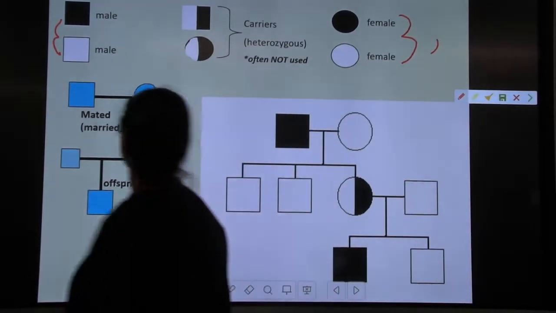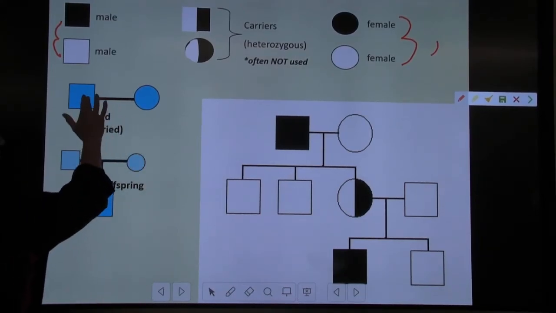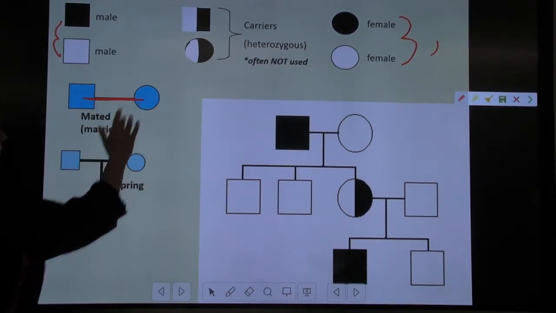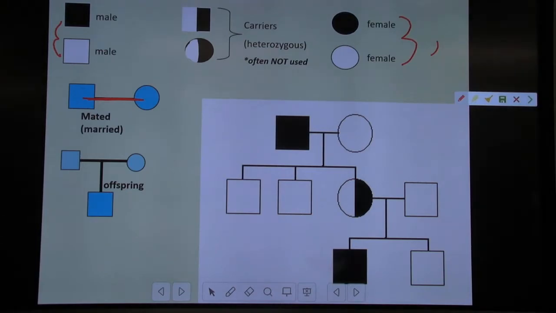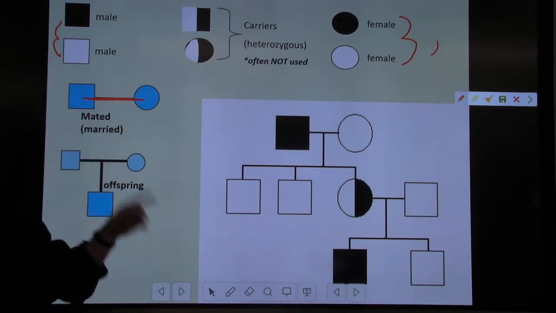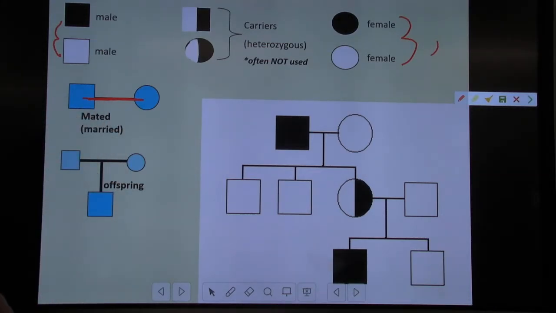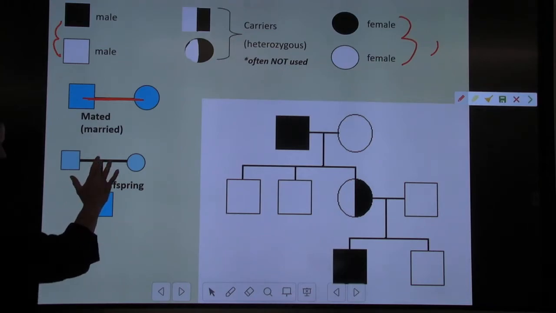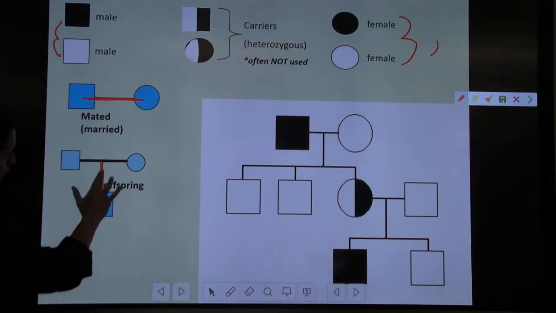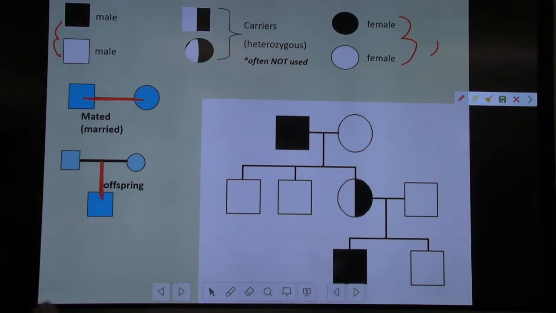Okay? A line drawn horizontally, right here. Line drawn horizontally means they mated. In humans, a lot of times we use that for married, but it literally just means that they created children. And when you drop a line down off of that horizontal line, that is showing offspring. All right? Always, always, always.